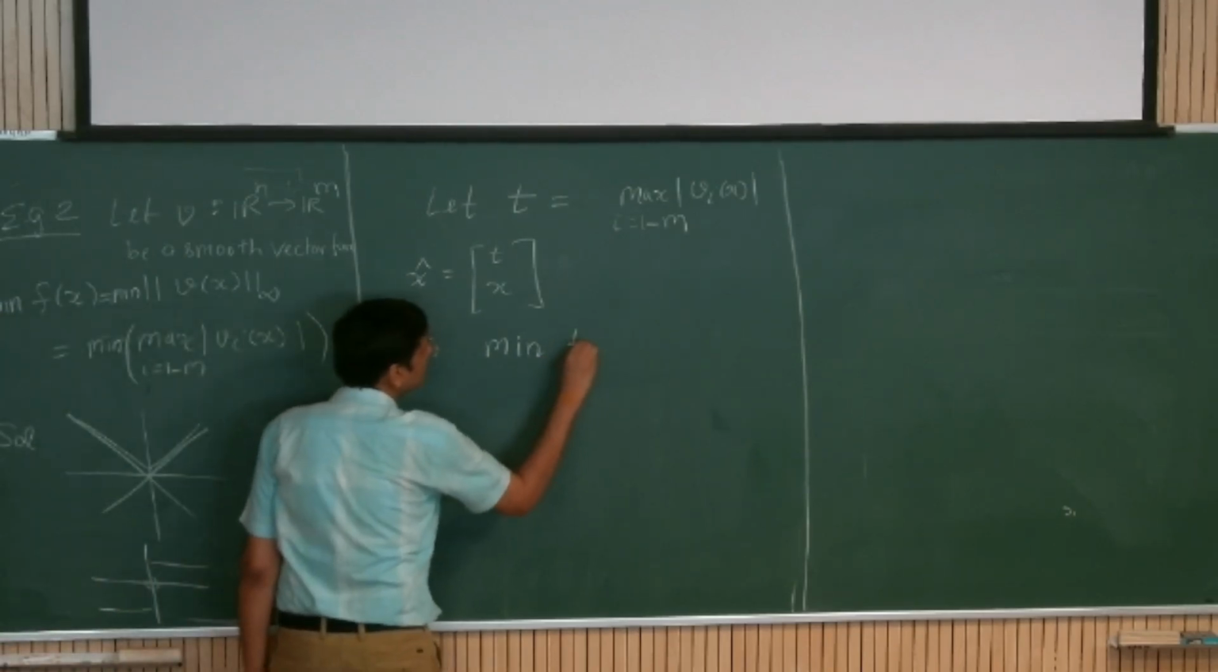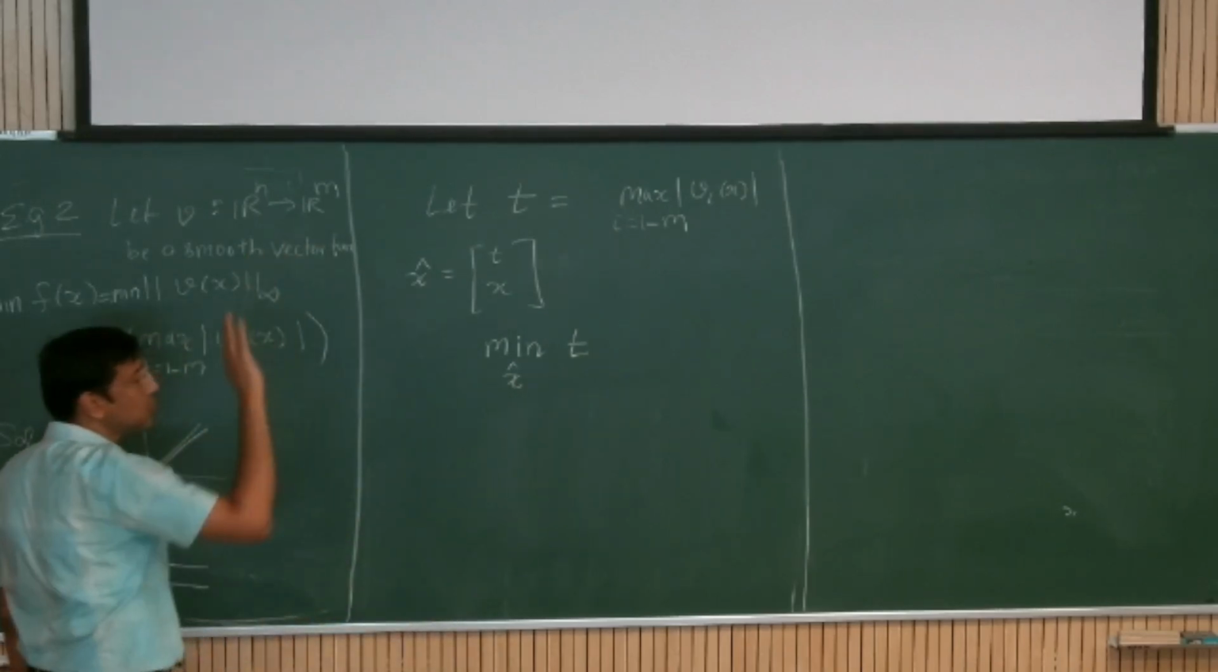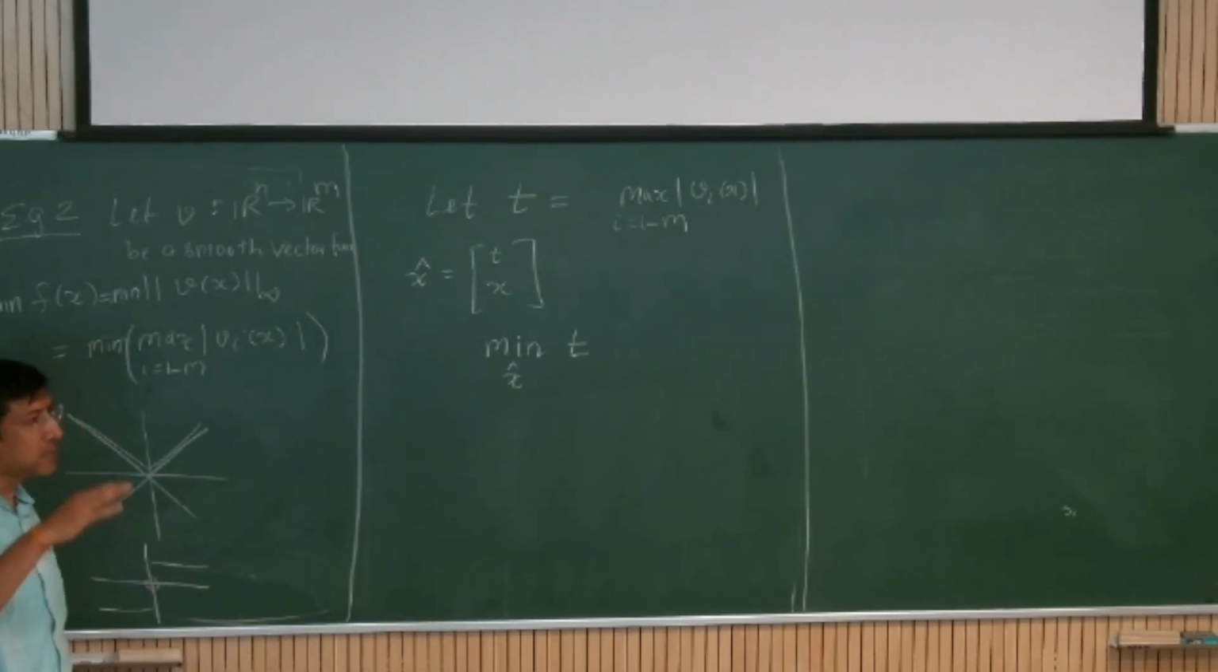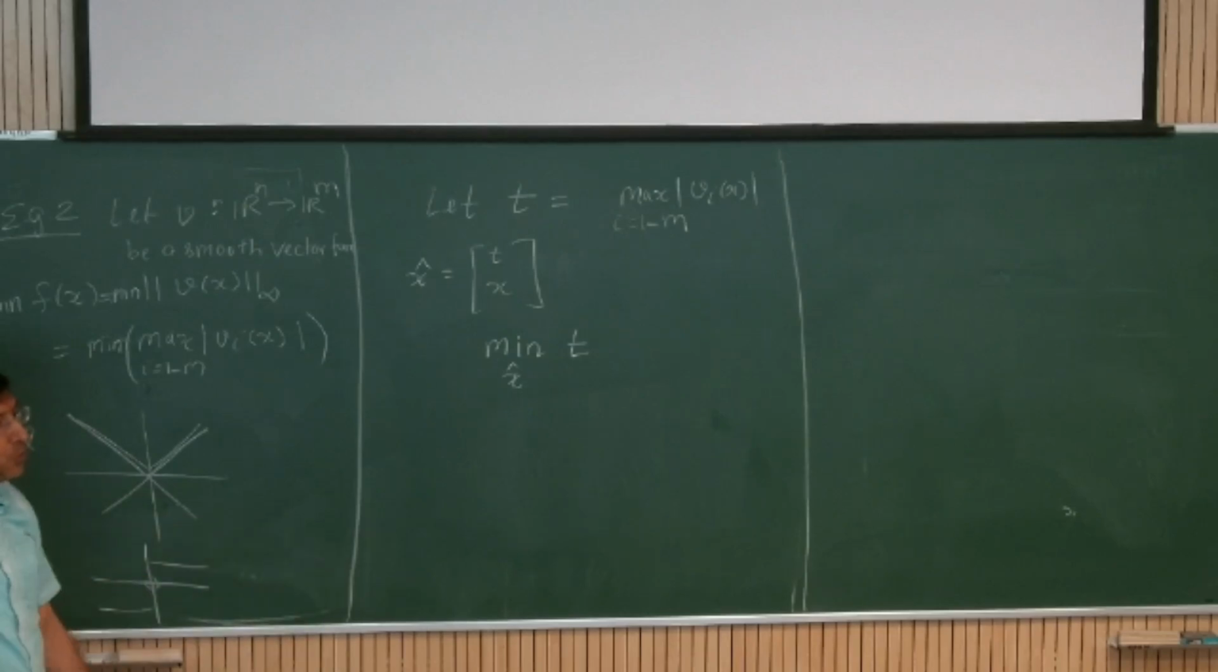So I'm saying minimize t with respect to x hat. That's a different story, that t is a function of x and that's embedded in there. But from a bigger picture, I'm not worried about it. Now the smoothness of this is infinite, because it's just a linear function of t, if t is a variable. So you got one part done: you transformed this into a smooth objective function.